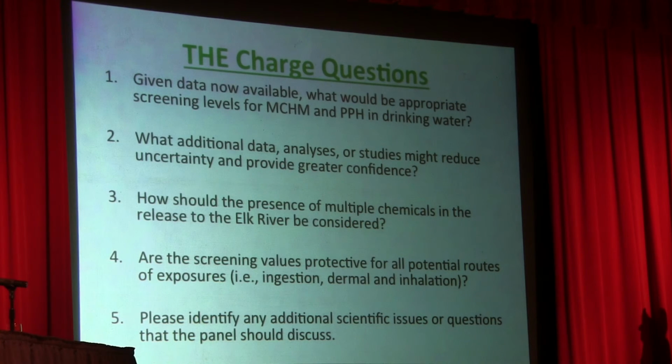The first question: given the data now available, what would be appropriate screening levels for MCHM and ppH in drinking water? Question 2: what additional data, analyses, or studies might reduce uncertainty and provide greater confidence? Question 3: how should the presence of multiple chemicals in the release to the Elk River be considered? Question 4: are the screening levels protective for all potential routes of exposure? For example, ingestion, dermal, and inhalation. Question 5: please identify any additional scientific issues or questions that the panel should discuss. Question 5 is truly a statement to the panel members when they are in deliberation. These are the 5 charge questions that the panel members will be challenged with.